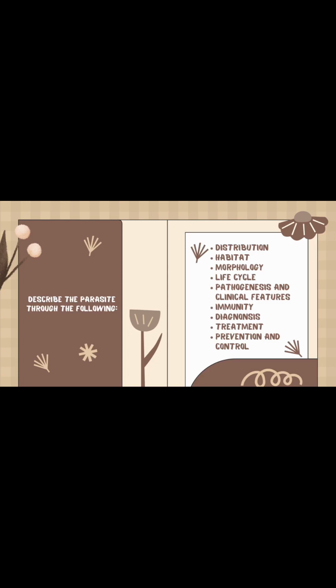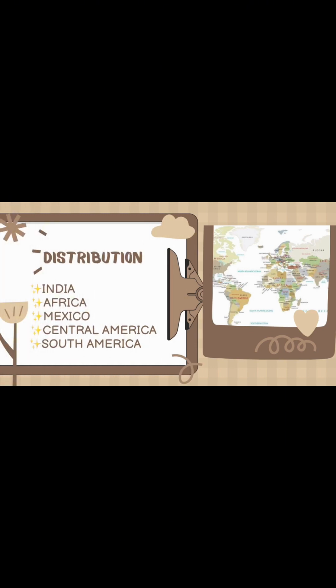So first we're going to talk about its distribution. The distribution of Entamoeba histolytica is global, with higher prevalence observed in areas with poor sanitary conditions. Places with the highest rates of this parasite include India, Africa, Mexico, Central America, and South America.